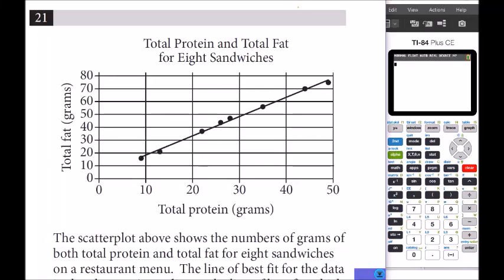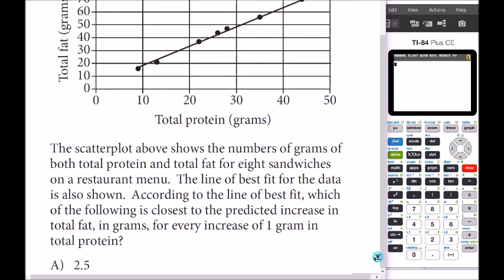Section 4, number 21. The scatter plot above shows the number of grams of both total protein and total fat for 8 sandwiches on the restaurant menu. The line of best fit for the data is shown above. According to the line of best fit, which of the following is the closest to the predicted increase in total fat in grams for every increase of 1 gram?